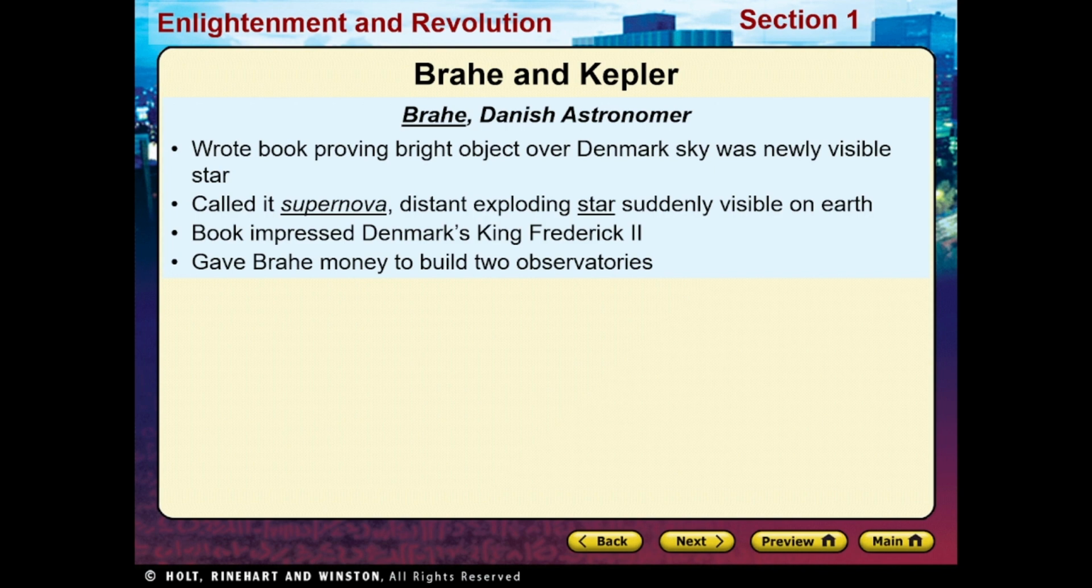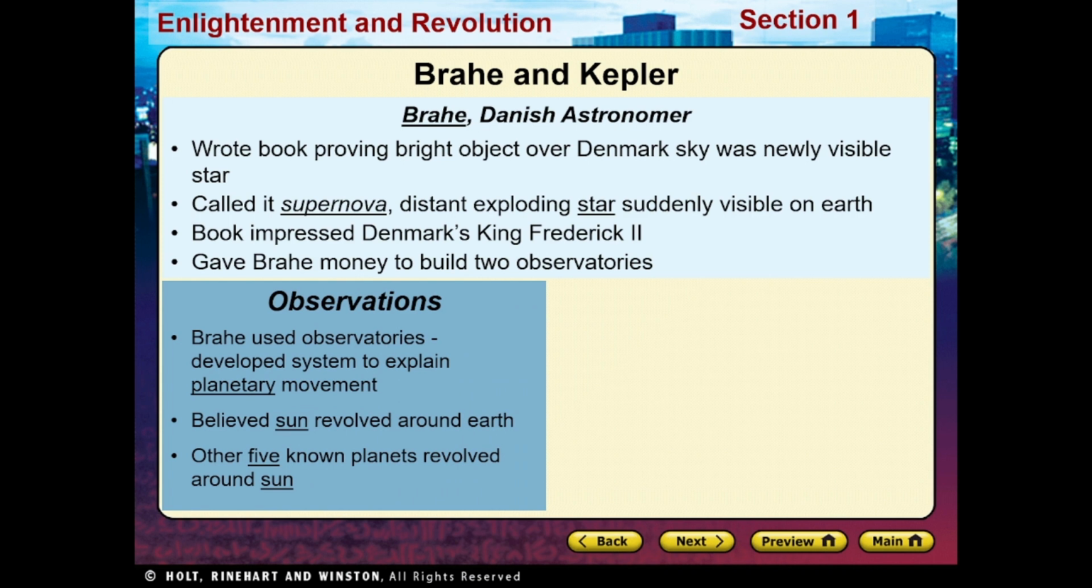So yung book na ginawa ni Brahe ay nagpa-impress kay Denmark's King Frederick II. Dahil na-impress nga si Denmark's King, si King Frederick II, binigyan ni King Frederick si Brahe ng pera at yung pera na yon ginawa niya pampagawa ng observatories or laboratories.